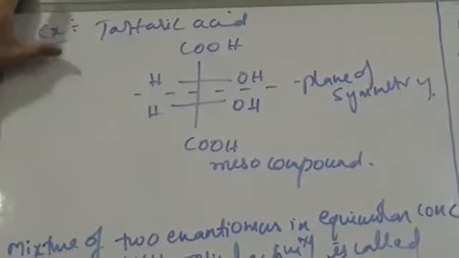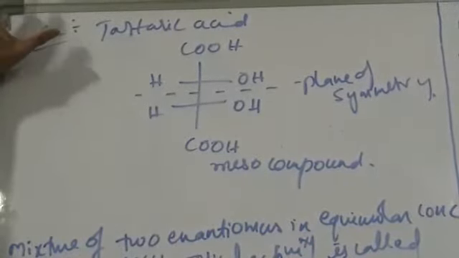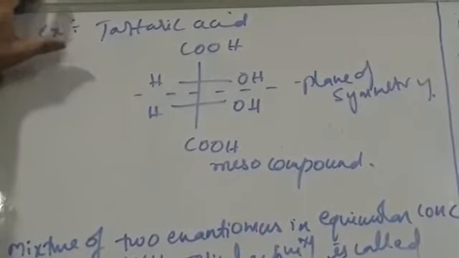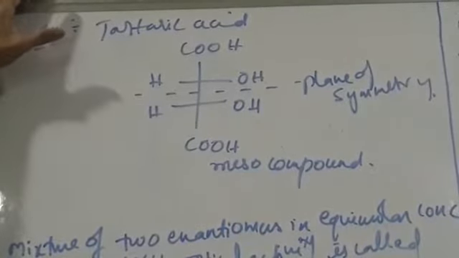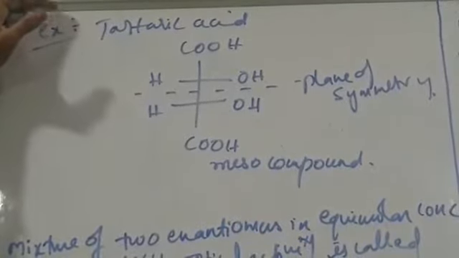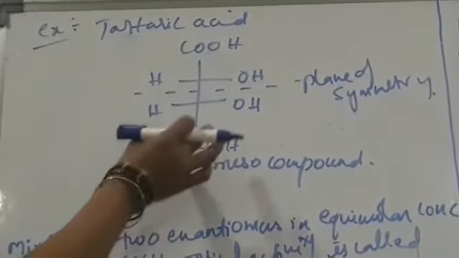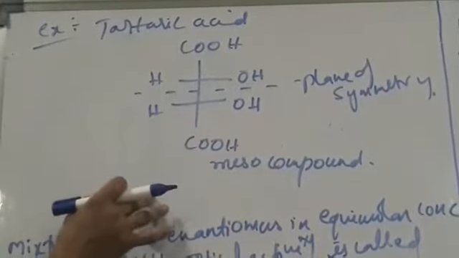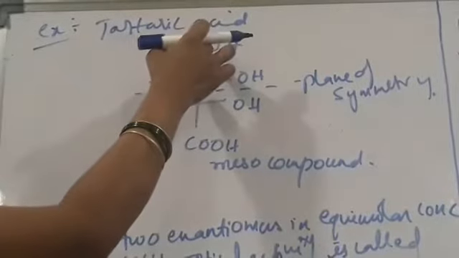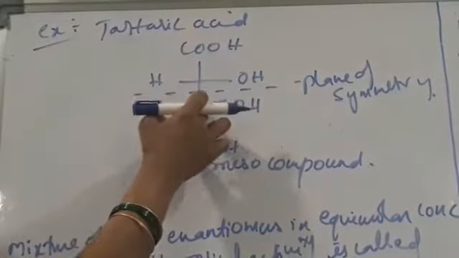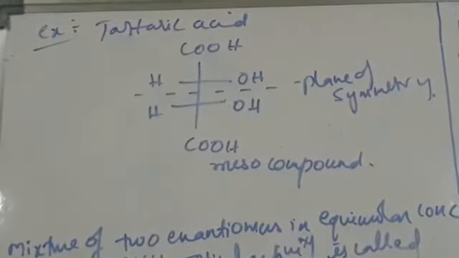So, tartaric acid. Tartaric acid forms a meso compound. This is due to the presence of a plane of symmetry. So, this is the structure of tartaric acid. Okay? COOH, CHOH, CHOH, COOH.